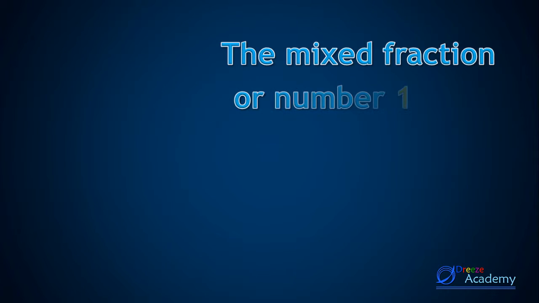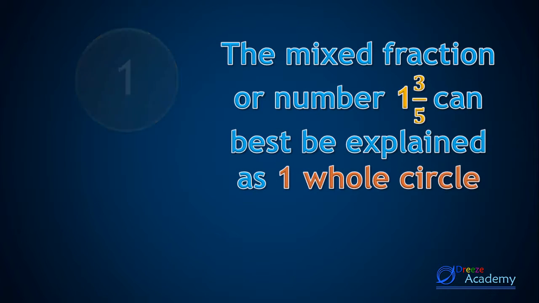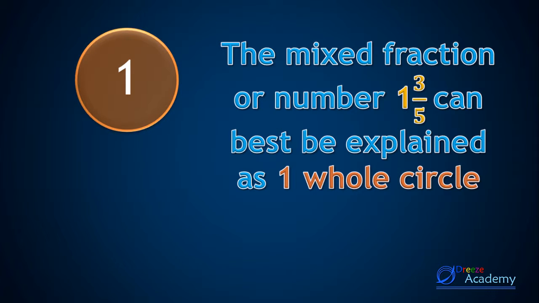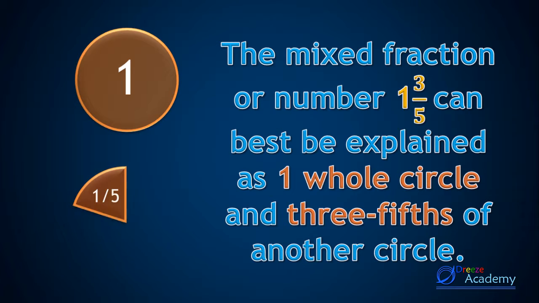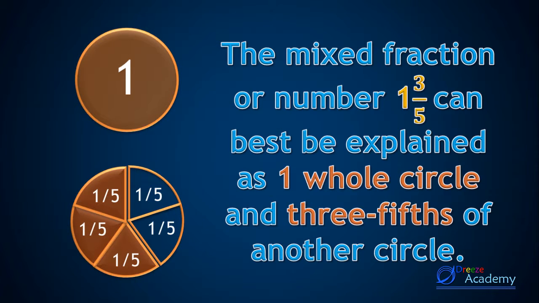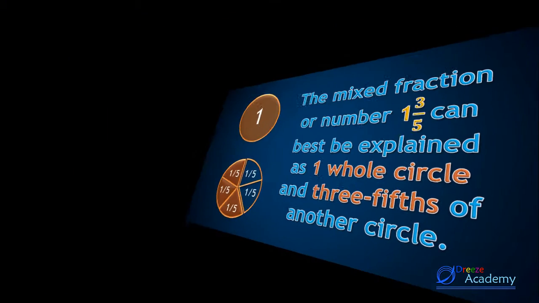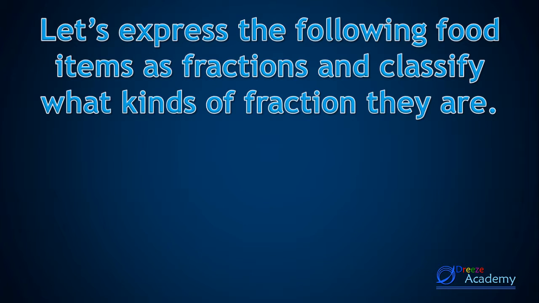The mixed fraction or number, one whole number 3/5, can best be explained as one whole circle and 3/5 of another circle, where the one whole circle comprises 5 unseen indivisible sections. The 1/5 shows that each of the divided portions is 1 out of 5 divided sections that makes up the circle. Now, let's express the following food items as fractions and classify what kind of fractions they are.